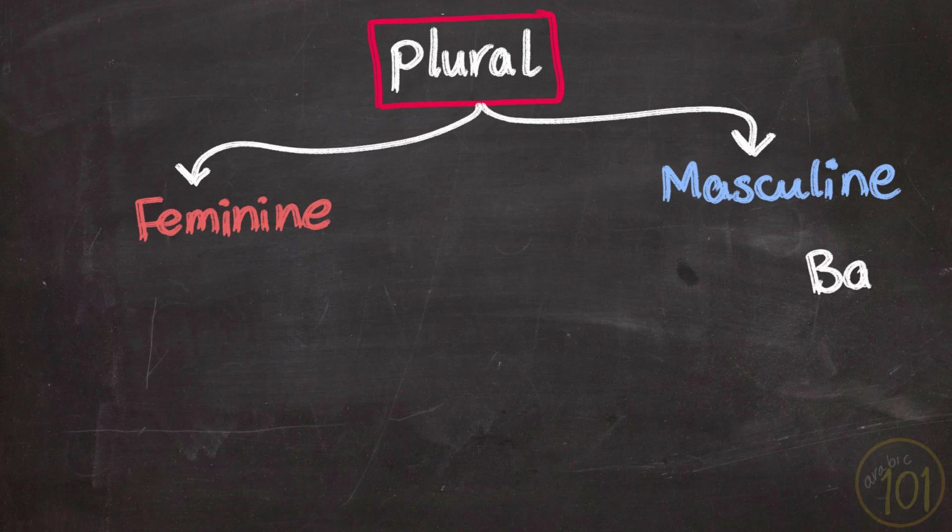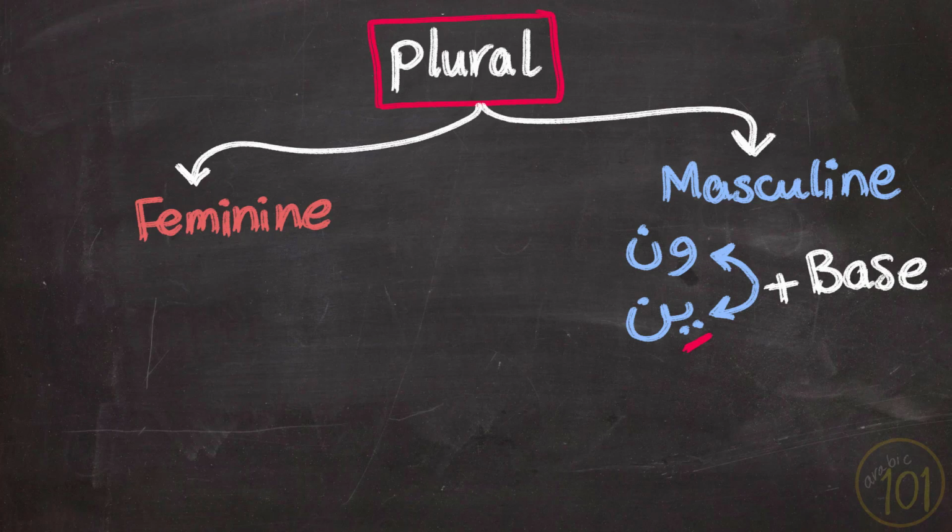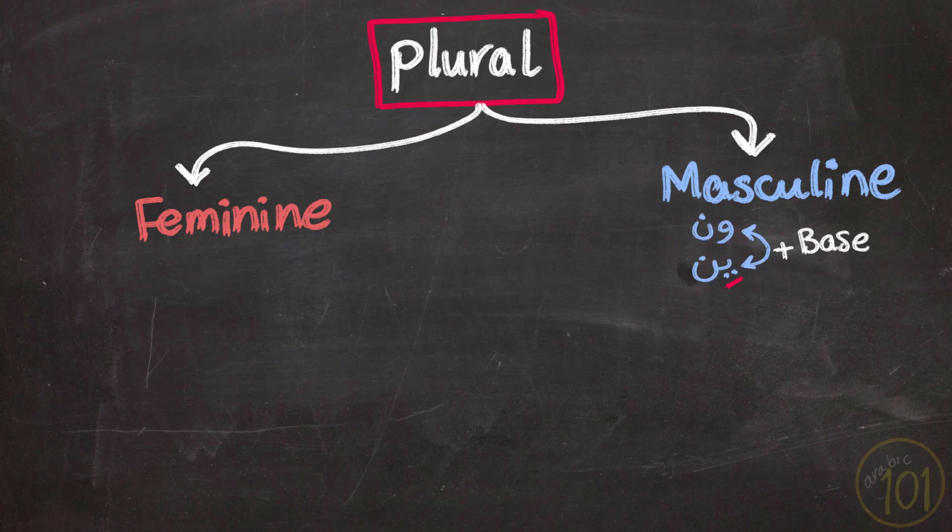If you want to turn a masculine noun into the plural form, you will add the suffix waw, noon, or ya, noon to the end of the base form of the noun. Remember, the ya and noon in this case is different from the one that we use with the dual form because there is a kasra under the ya and not a sukun.